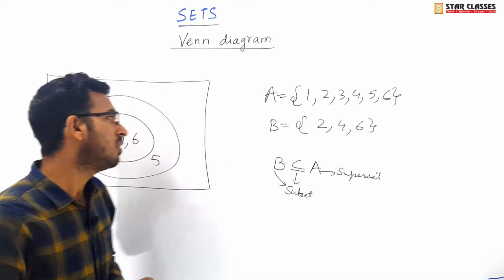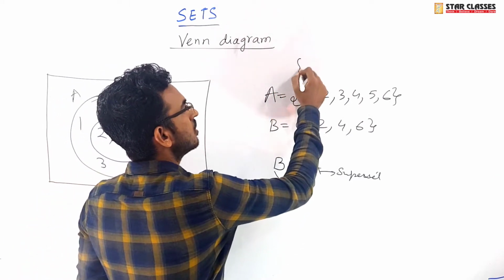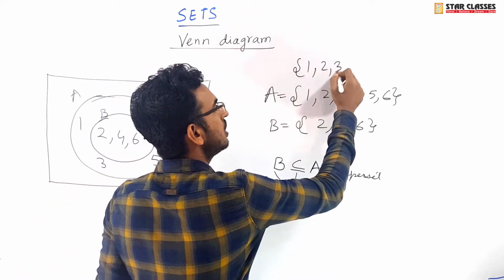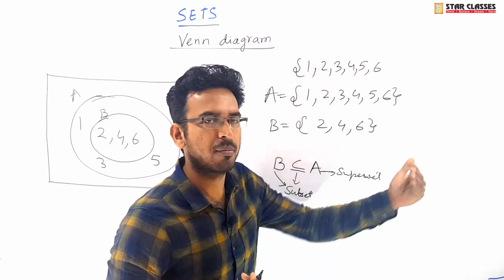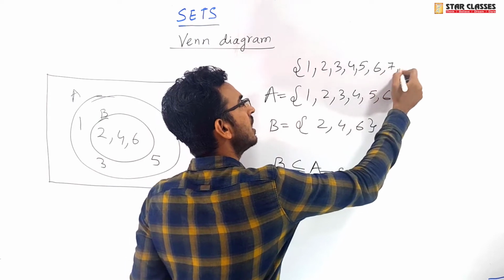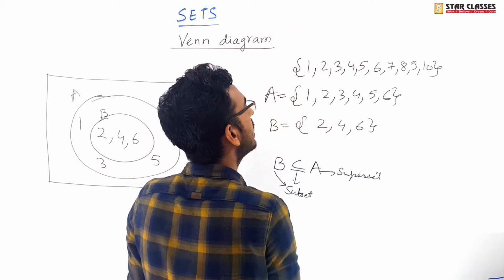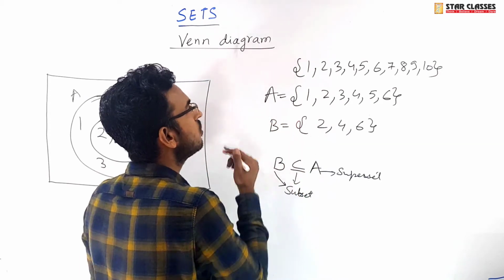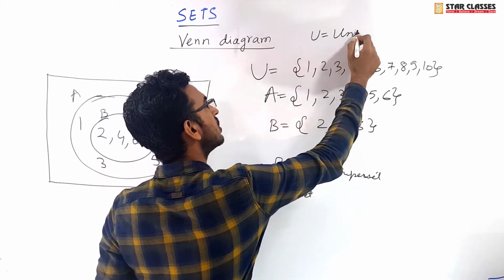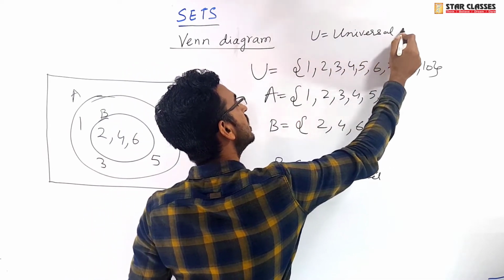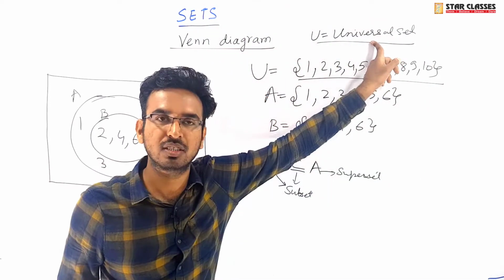Okay. Now we say that all these numbers are taken from numbers 1, 2, 3, 4, 5, 6. Let us add some more numbers to it, and I'll say 7, 8, 9, 10. So these numbers are added. Okay. So I will denote these numbers as universe. U means universe. Or I'll say universal set. I'll denote this as a set and I'll say this is universal set.